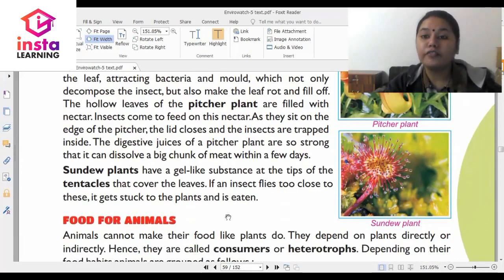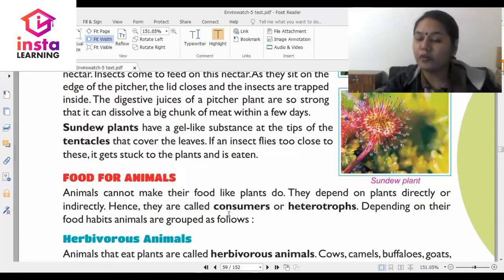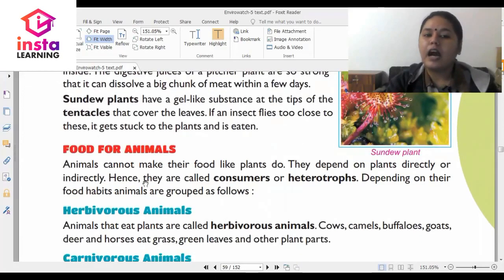Next you have food for animals. So we've studied food for plants. Now we study food for animals. Animals cannot make their food like plants do. They depend on plants directly or indirectly. Hence they are called consumers or heterotrophs.